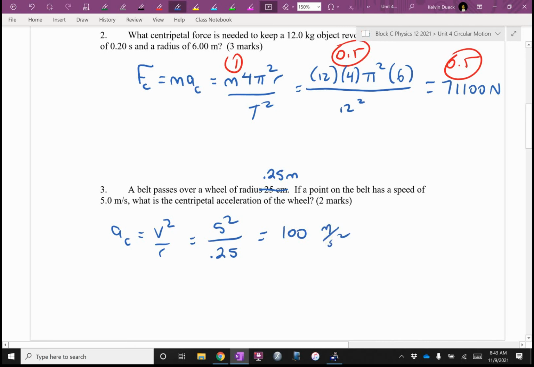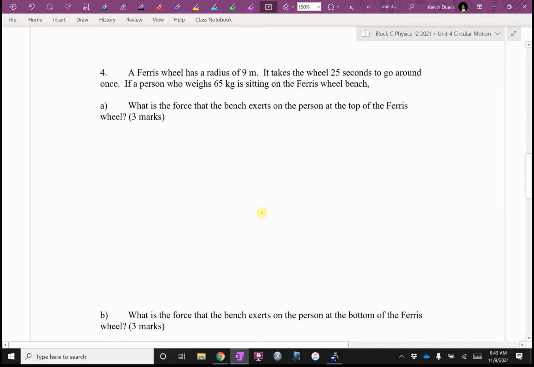100 meters per second squared. About 10 Gs. 1 mark for that. Half mark for that. Half mark for the answer. Now we got to the meat and potatoes and free body diagram-y stuff.